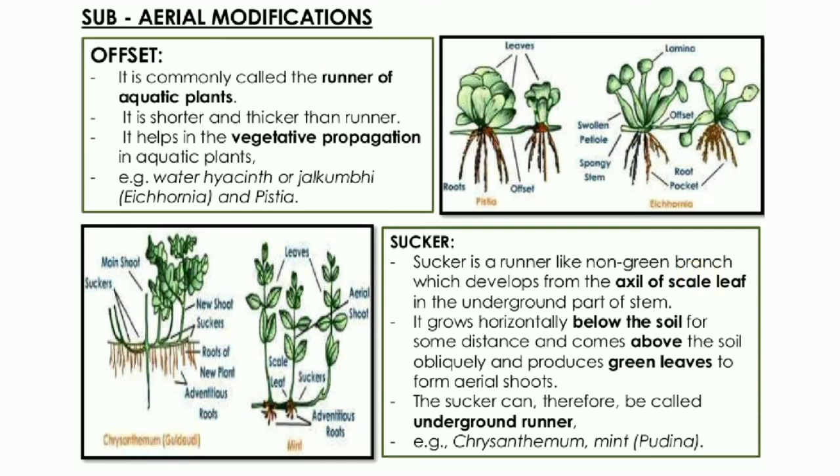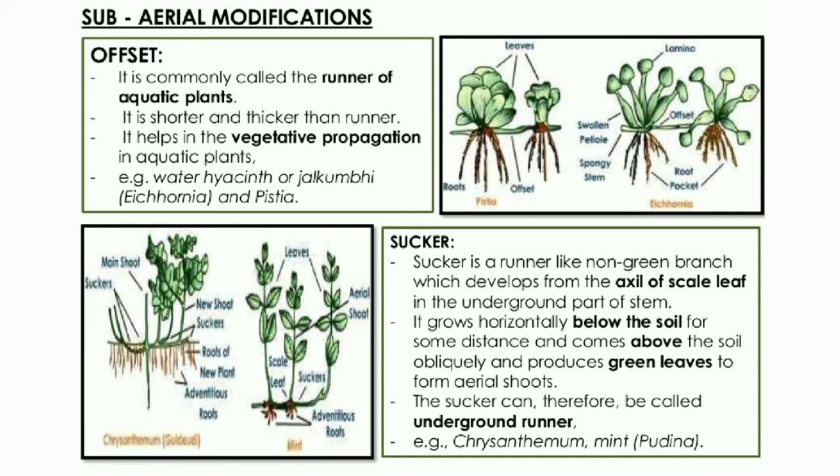Remember our lecture 4, where we discussed the types of buds. In the axil of the scale leaves in the underground stem, a small non-green branch will develop, and that is what we call a sucker. It grows horizontally below the soil for some distance and comes above the soil obliquely and produces green leaves to form the aerial shoots.